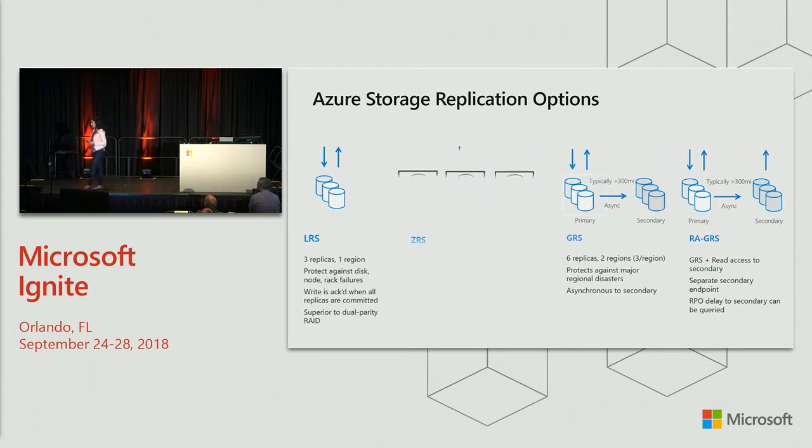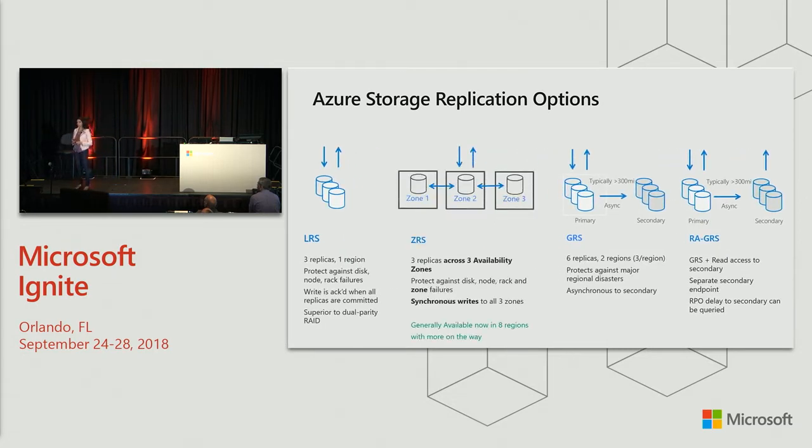We also have a replication option that protects you against zone failures. This is GA today in about 8 regions, and as we speak, we are expanding that. We are moving to more regions. This predominantly allows you to protect against zone failures other than node and rack failures. The replication in ZRS is synchronous.